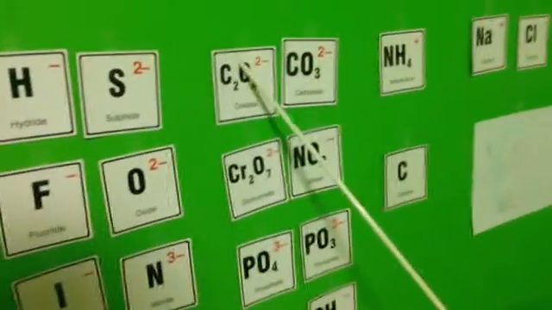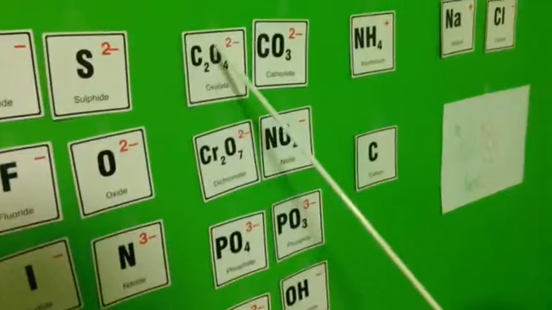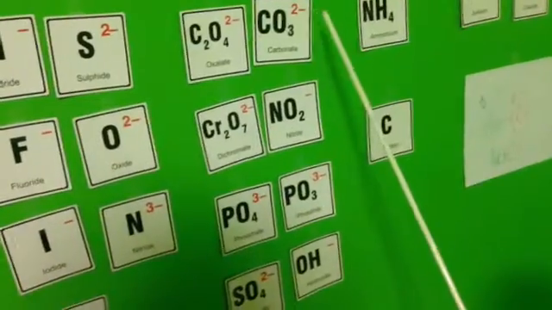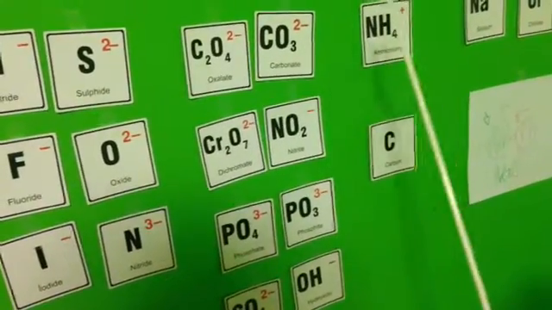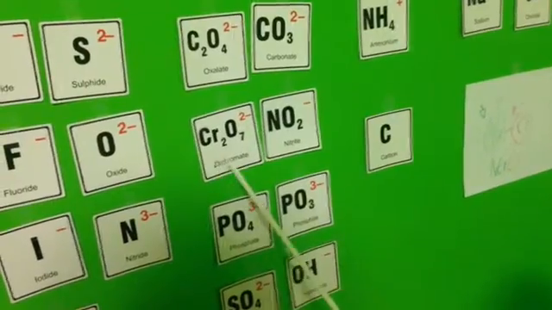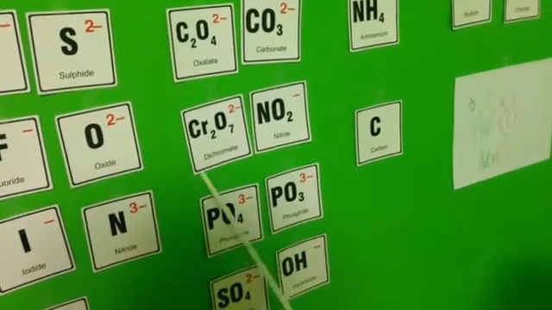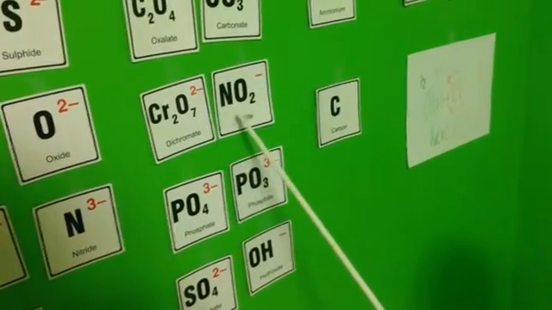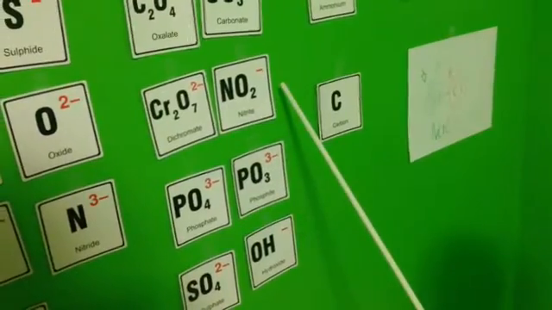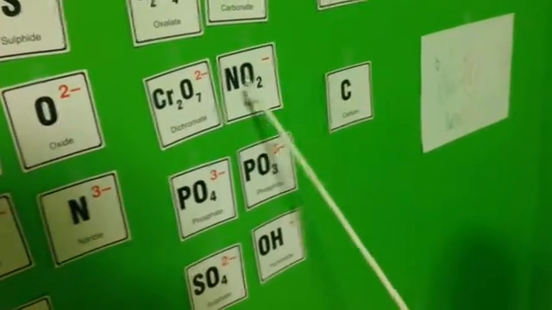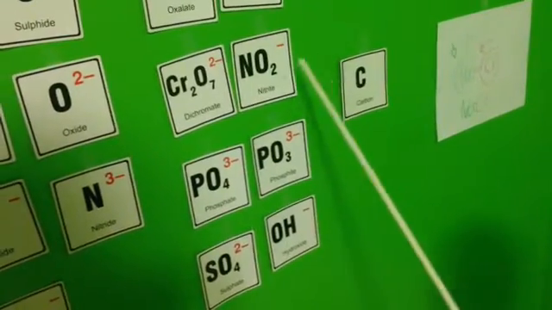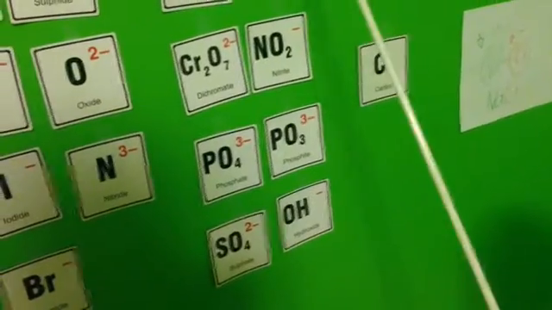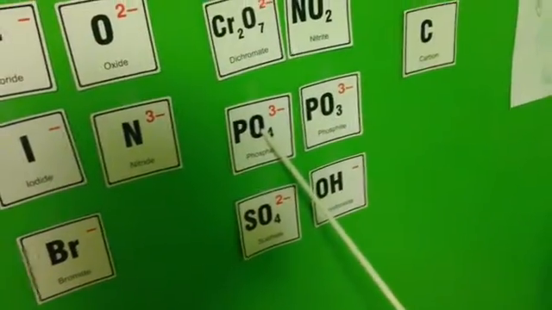Here's oxalate, C2O4. It has more than 1 atom in it, and it's 2-. Here's carbonate. It's CO3, and it's -2. Here's dichromate. It's like chromate, but it has 2, and it's O7, and it's 2-. Here's nitride. Nitride is like nitrate, but nitrate is NO3. It's -2, but this one is minus. And nitrite is minus.